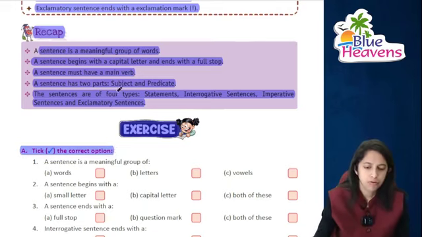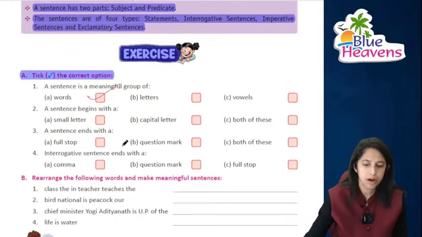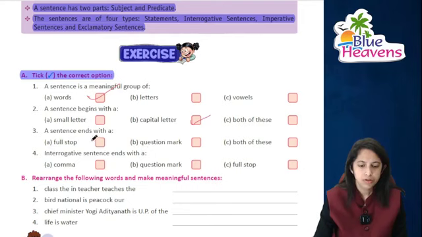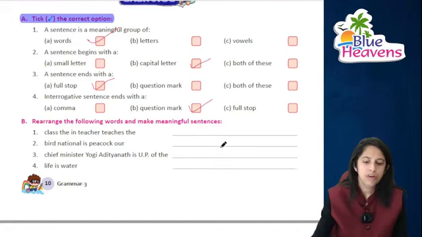Sentence is a meaningful group of words. It is a meaningful group of words, right? Sentence always begins with a capital letter and it ends with a full stop. Interrogative sentence किससे end करते हैं? Question mark से, right? You have to rearrange the words and make meaningful sentences.